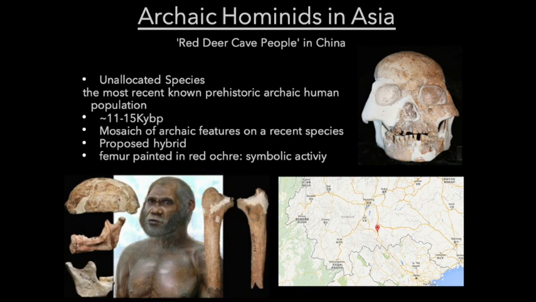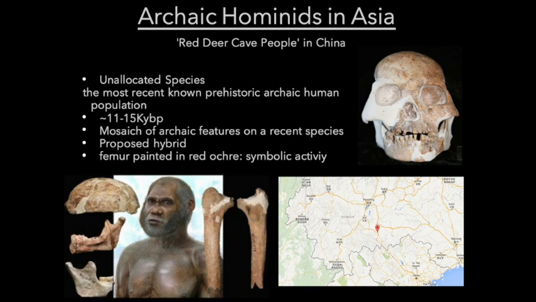The Red Deer Cave people. Another pretty recent find. They don't know what it is. They're not sure if they should call it a different species or not. They've kind of filed it in the too hard basket and are leaving it aside for the time being. But it's the most recent known prehistoric archaic population. So its morphological features are far more archaic than they should be, given how young they are. They're around 10 to 15,000 years old.